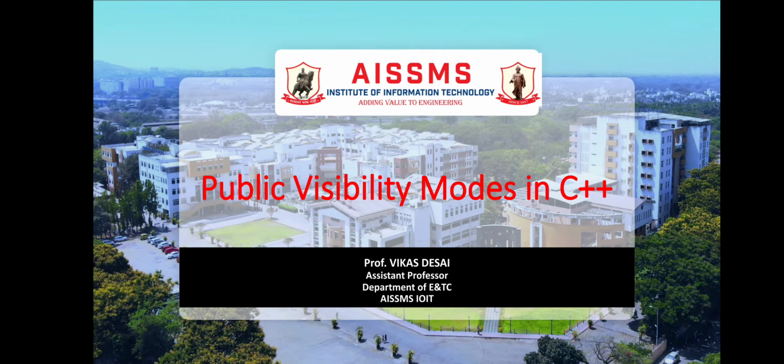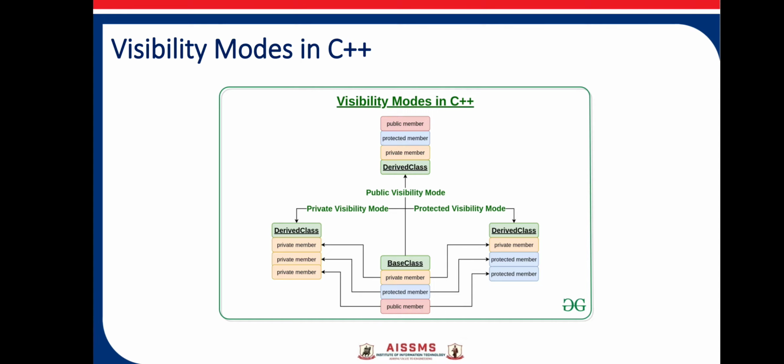Today we are going to learn the visibility mode in C++. In this session we are going to see the public visibility mode available in C++ during a class. As you can see, there are three visibility modes in C++. First one is public, second is protected, third is private. Here the inheritance properties are shown that we are going to see in the next PPT.